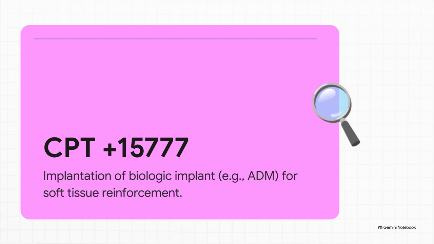And please remember this absolutely vital exception for biologic mesh like acellular dermal matrix, or ADM. This is add-on code plus 15777 used for soft tissue reinforcement in the pocket. When this mesh is used bilaterally, you report 15777 twice on two separate lines, but you never, ever use modifier 50 with it. I can't stress that enough. That is a massive compliance rule to remember.